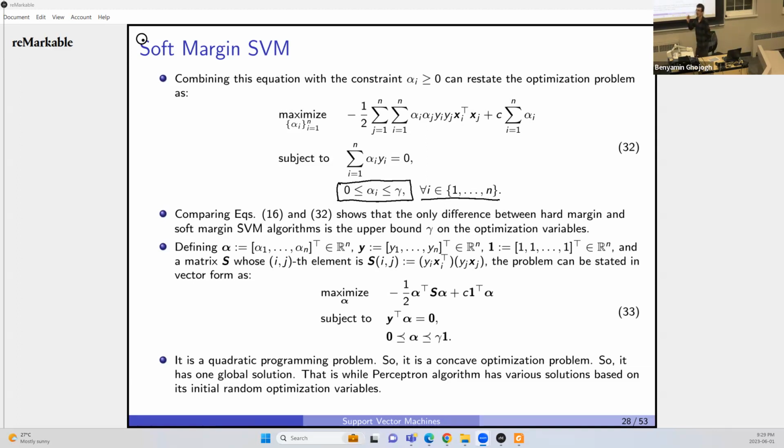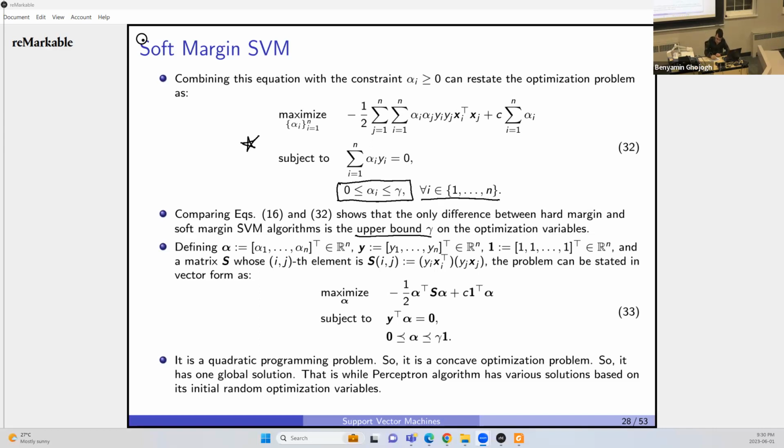Another way to see the difference between soft margin and hard margin SVM is that in soft margin SVM, you are adding upper bounds on the dual optimization variable alpha i. We didn't have less than or equal to gamma in hard margin SVM. We just added upper bounds. Interesting. And this upper bound is the regularization parameter of the penalty term for the zeta i's.